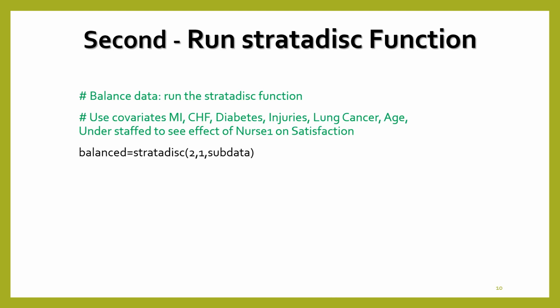Then we can run the stratdisc function. The stratdisc function uses the covariates MI, CHF, diabetes, injury, lung cancer, age, and understaffed to see the effect of nurse 1 on satisfaction. As you see, 2 stands for nurse 1, which is column 2, as the treatment variable. 1 stands for satisfaction as the outcome variable. And we use the subdata.